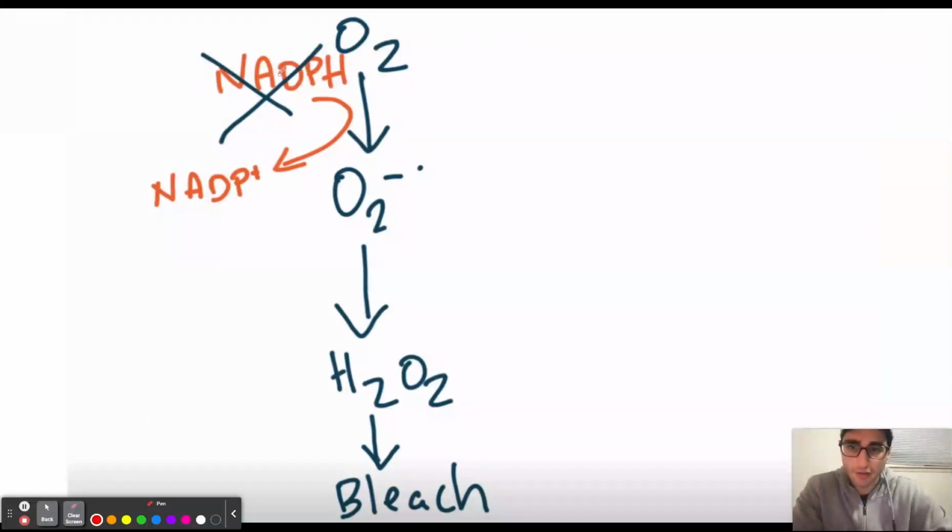Now let's go over how NADPH is going to be used to protect our immune system. Now normally phagocytic cells are going to use NADPH to produce hydrogen peroxide and bleach, and these are going to be compounds used to kill bacteria. Now, if we have low levels of NADPH again, then what's going to happen is we're not going to be able to produce these compounds, and as a result, patients are going to be at a higher risk of infections.